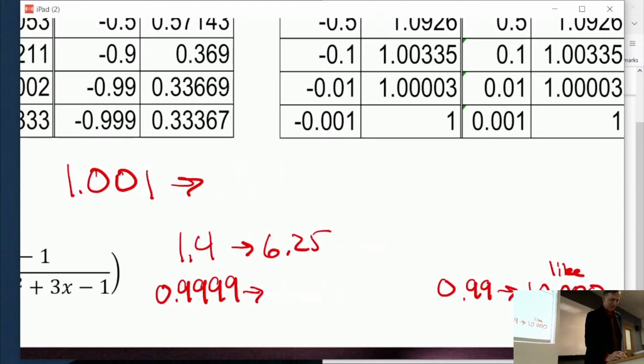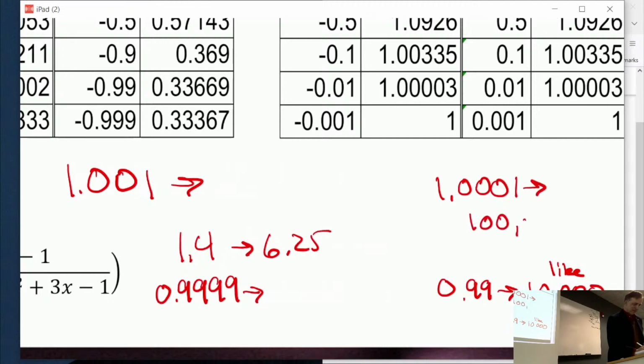Okay, let's see. We'll get a couple more here. Allison, did you pick a number? Yeah, I chose 1.0001 and I got 100 million on the dot. Oh, interesting.